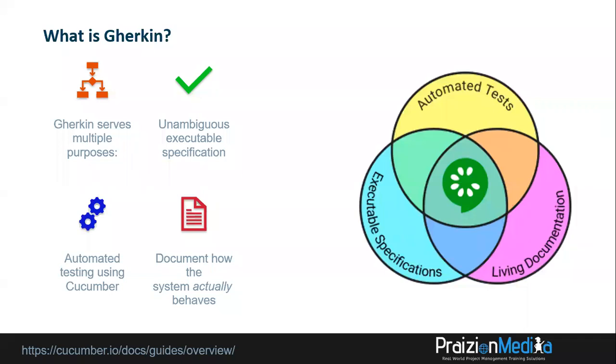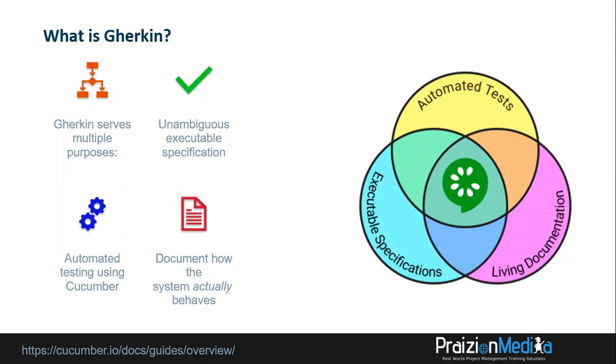Gherkin serves multiple purposes: unambiguous executable specification, automated testing using Cucumber, and document how the system actually behaves. If you want to know more about this, go to the website where this is from. It's cucumber.io. You can also learn a lot more about BDD. So 3 things: the confluence of automated tests, living documentation, and executable specifications.